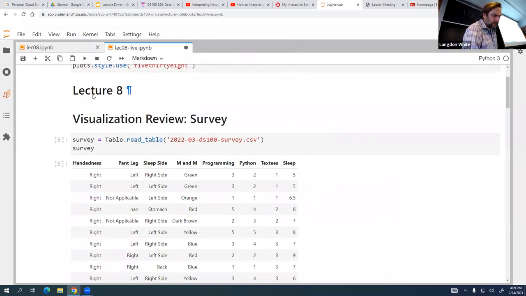All right. So this does not include your data, but it's from a survey that we did. We asked, do you prefer your right or left hand? We asked which pant leg you put on first, but there is a not applicable option. Sleeping side, what side do you like to sleep on? And there are actually four choices there. What flavor M&M is the best flavor? What level of programming knowledge did you have coming into the class? What level of specifically Python knowledge did you have? How many people do you text in an average 24 hours? And how many hours of sleep do you typically get a night?